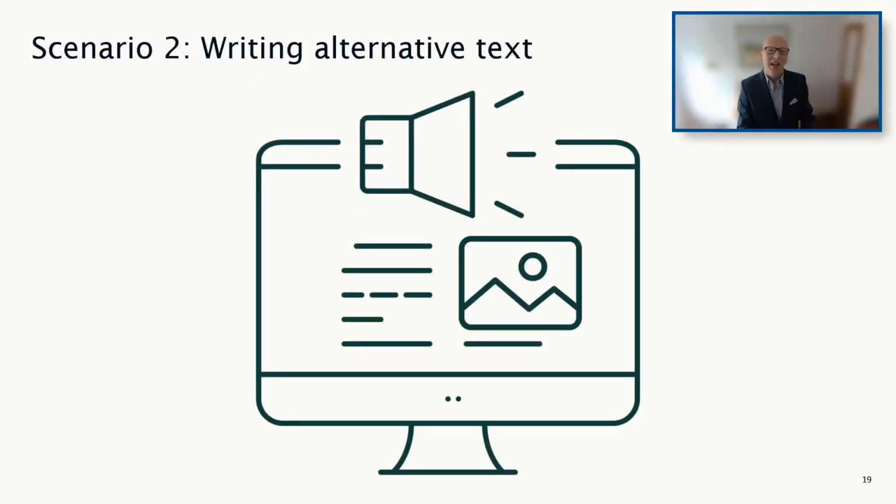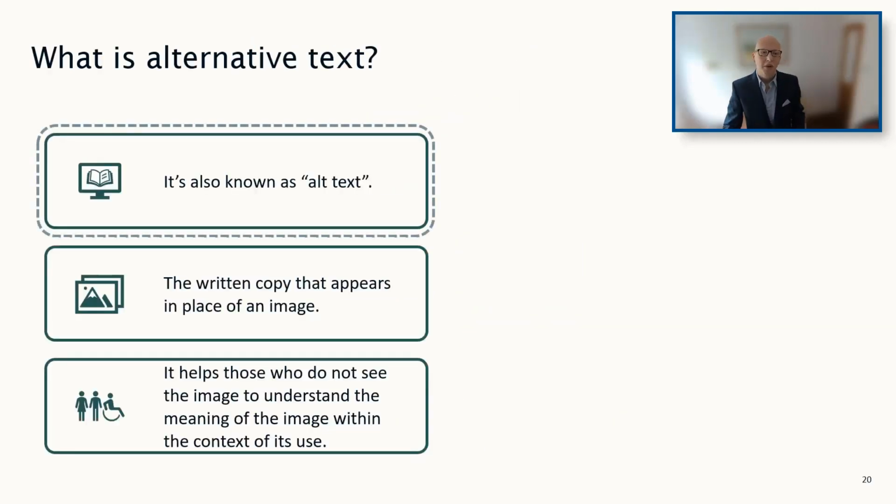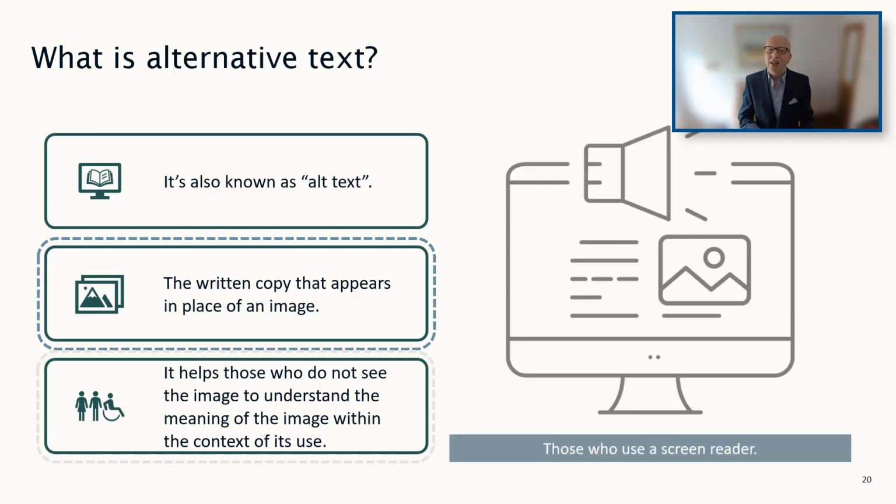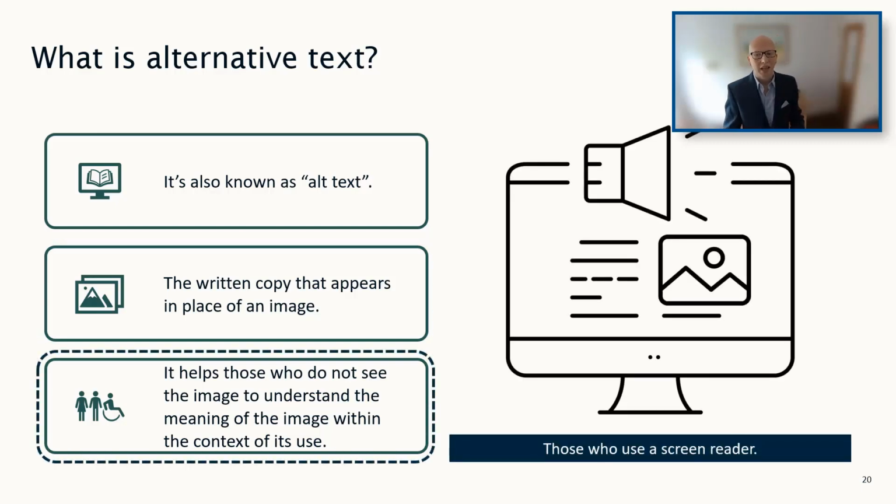Next, can generative AI help us to write alternative text? What is alternative text? You may hear alternative text shortened to alt text. I'm likely to use these terms interchangeably. To me, they mean the same thing. It's the written description of an image that we write for those who do not see it, helping them to get the intended meaning of that image.